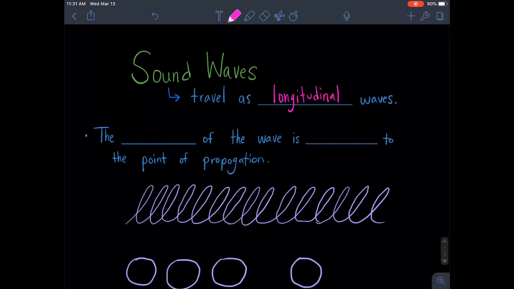The best way to think about this is that if you had a slinky sitting on a table and you stretched it out, you tap one end of that slinky. Let's say this is your hand, and you push on the slinky in this direction. The slinky will transfer its energy in this direction, where little parts will group together, and then other parts will be spread out, other spots will be grouped together, other spots will be spread out.